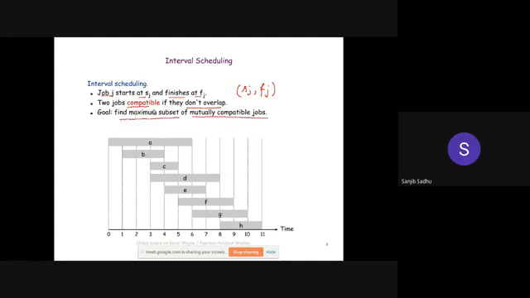Our objective is to find the maximum subset. So this is the time frame, and this is the starting time. Its starting time is 0, finishing time is 6. Okay, 0 to 6. Here it is 1 to 4, like this. So all the starting times and finishing times are given. So how can we do this?